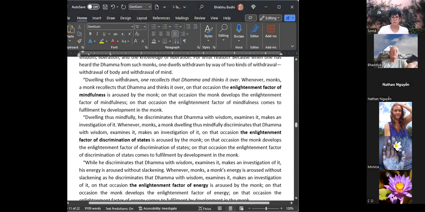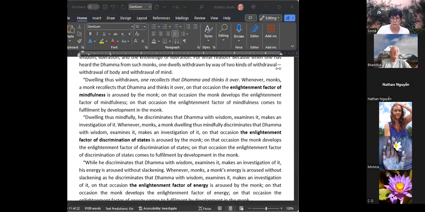Okay, now coming back to the text of our sutta, you could see that the text says, on that occasion, the enlightenment factor of mindfulness is aroused by the monk. On that occasion, the monk develops the enlightenment factor of mindfulness. On that occasion, the enlightenment factor of mindfulness comes to fulfillment by development in the monk. If you just read the sutta quickly, you don't notice any significance in these three expressions, but they are significant.